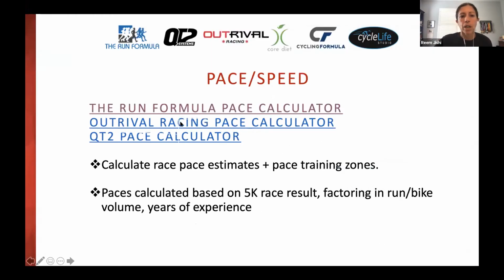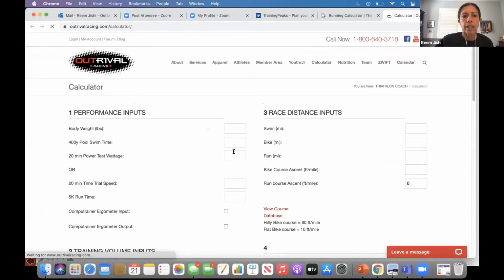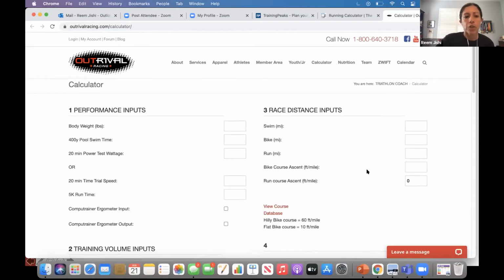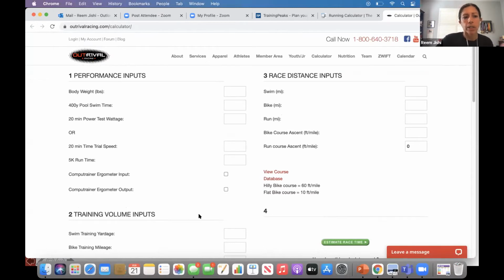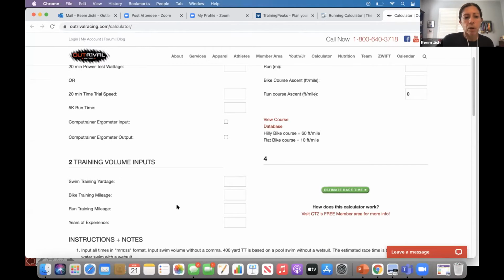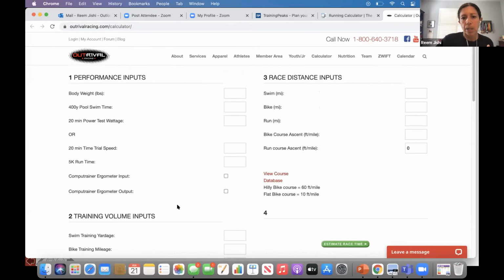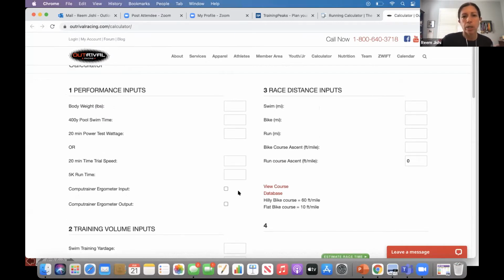And then there's the other one. Both Outrival and QT2 have their own calculators as well. And for these ones, now instead of just running, this is assuming that you're going in with your triathlon. So you're putting in a bunch of different things and what course you're training for. But at the end of the day, it'll give you similar guidance in terms of your pacing, but now it'll give you guidance more in terms of your triathlon pacing versus open run pacing.